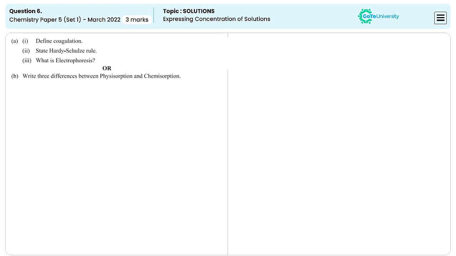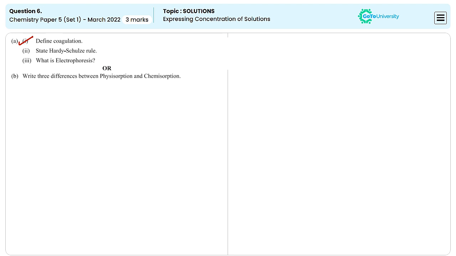This question is from the chapter Surface Chemistry and Colloids. Here you have been asked to define the process of coagulation. Coagulation in a colloidal system is the process where the colloidal particles aggregate or clump together to produce larger clusters or precipitates. This will lead to the destabilization of the colloidal system, and this typically occurs through the neutralization of charges.